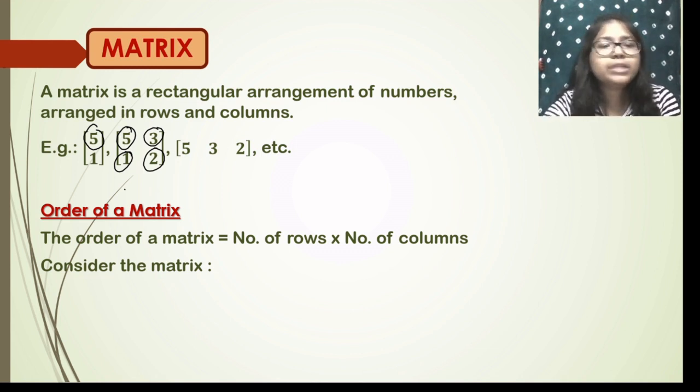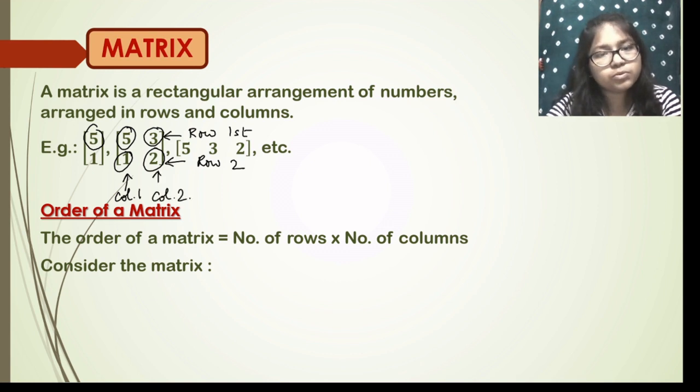So that's it. Order of a matrix. Order of a matrix is equal to the number of rows into the number of columns. So here, this is called the row. This is row 1. This is row 2. This is column 1. This is column 2. So this matrix has 2 rows and 2 columns.